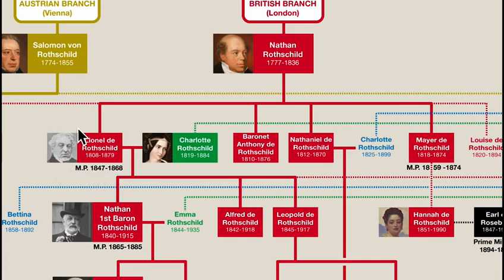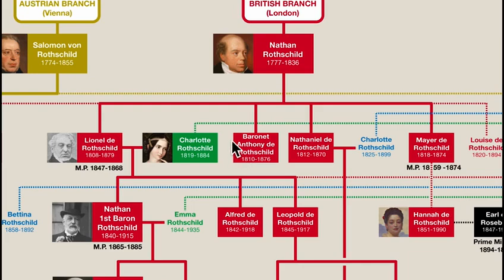Initially, Lionel was elected but unable to sit in parliament because he was a Jew. However, laws were changed, and in 1858, he became the first Jew to actually sit in parliament. His brother Meyer and his son Nathan joined him shortly thereafter. I'll also point out this brother here, Anthony.